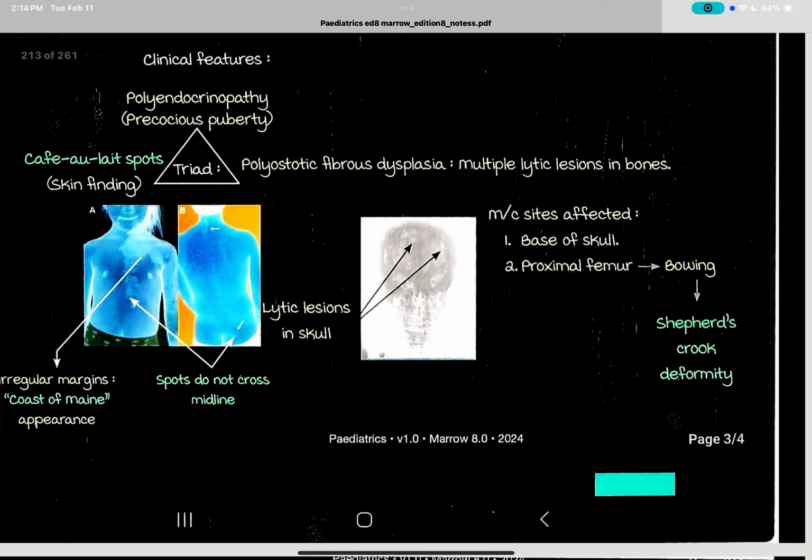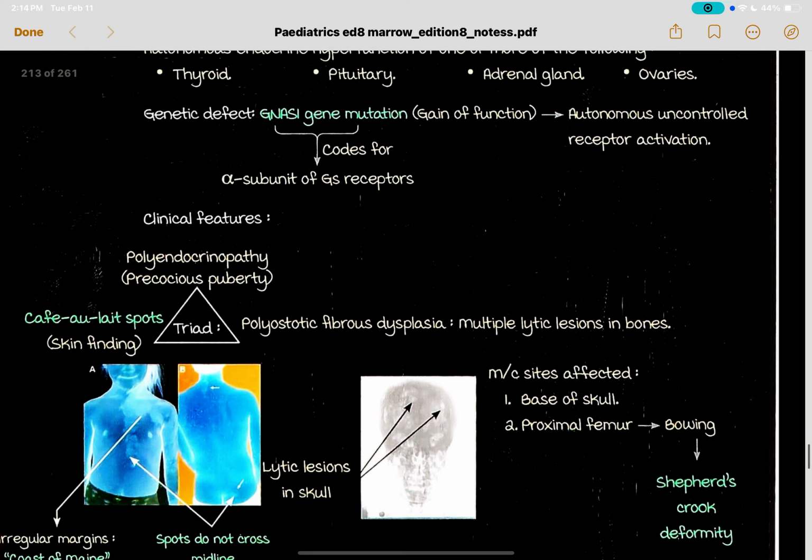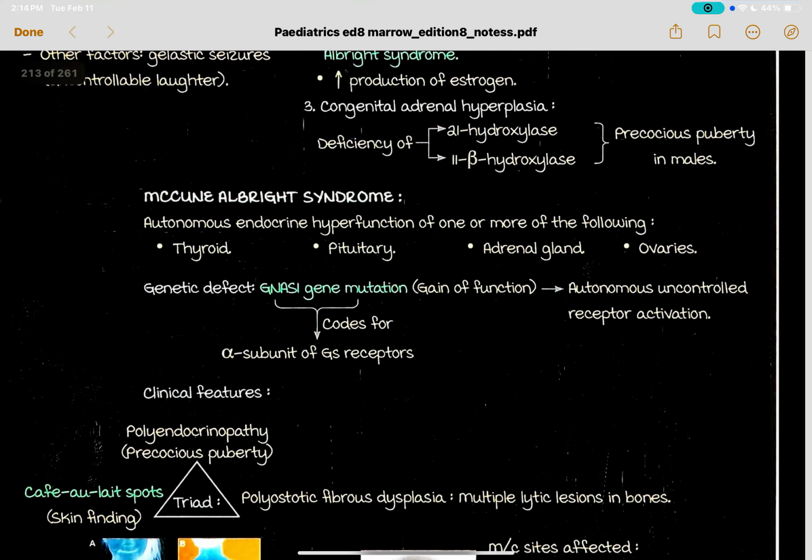Clinical features: endocrinopathy with precocious puberty, or polyendocrinopathy, then café au lait spots as skin findings, and polyostotic fibrous dysplasia, with multiple lytic lesions in bone. So the clinical triad is endocrinopathy with precocious puberty, café au lait spots, and polyostotic fibrous dysplasia. This is the gain of function syndrome, McCune-Albright syndrome.